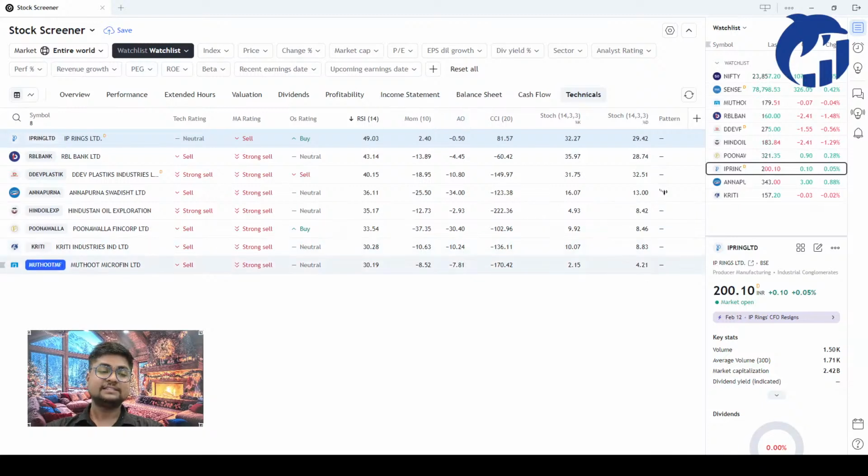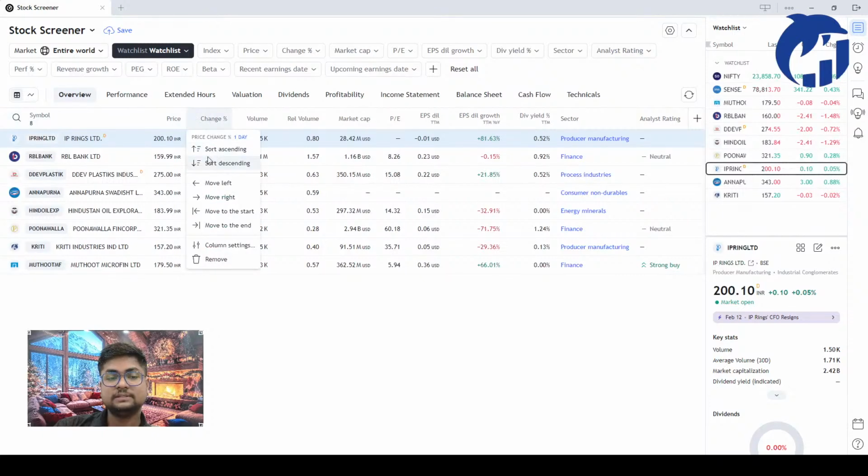Just look at the RSI of Muthoot Microfin, Kriti Industries, and Poonawalla Fincorp. These stocks have an RSI of around 30 to 33, and they still have good potential to increase from this level. You can consider buying Kriti Industries, Muthoot Microfin, and Poonawalla if you have not bought any of these stocks till now.